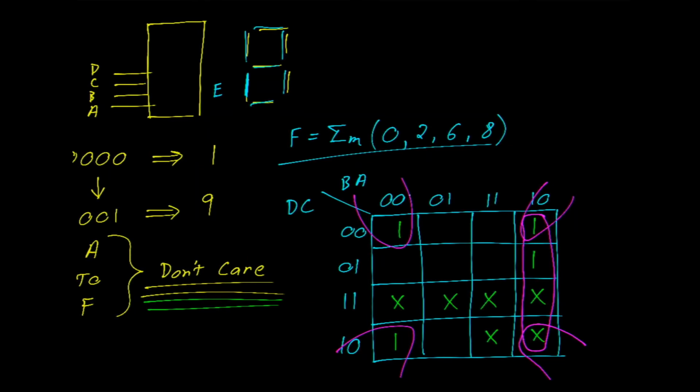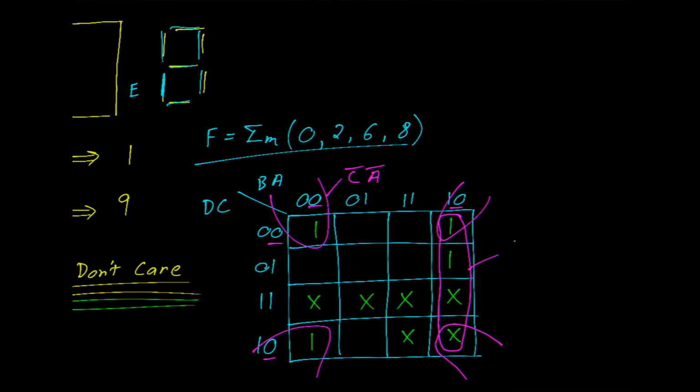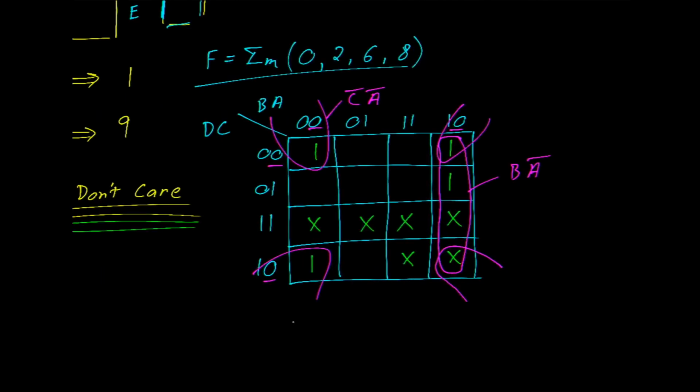The circuit simplifies to, let's see, C0 and A0 to describe the 4 corners, and everything on the right here is defined by the B A0 column. So the E segment is C0 A0 or B A0, with the understanding that these minterms became zeros and these two became ones to simplify our logic.